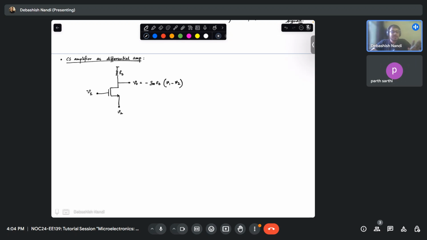Now can you tell me what is the problem with this? Ideally what we wanted? We wanted something like an ideal op amp, right? So what is the purpose of studying differential amplifiers or differential pairs? We can easily do this with the common source amplifier itself. By the way, what are the characteristics of an ideal op-amp?